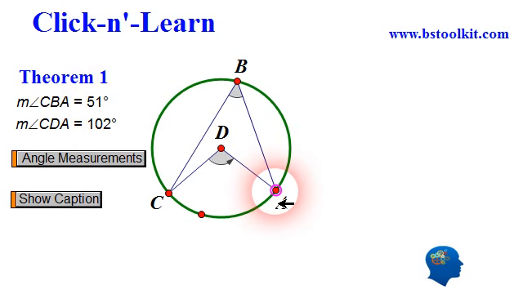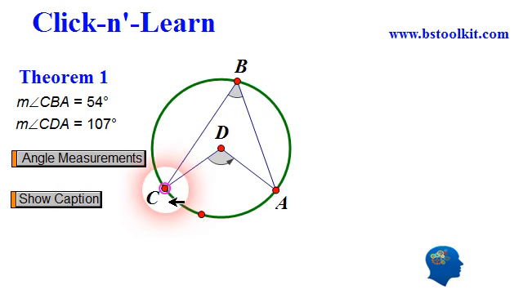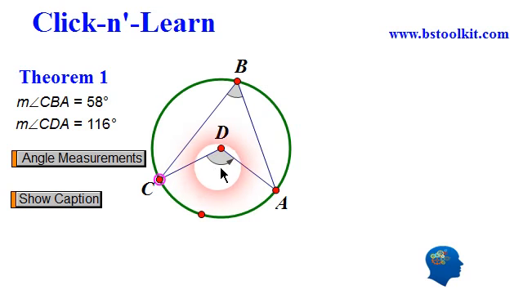Let's move the position of this arm of this chord, and let's move this chord here and see what's going to happen. Here again we see the angle here has changed, become bigger, 116 degrees, and this angle has become 58 degrees. What relationship then exists between the angle at the center and the angle at B? And we see it is twice the angle at the circumference.